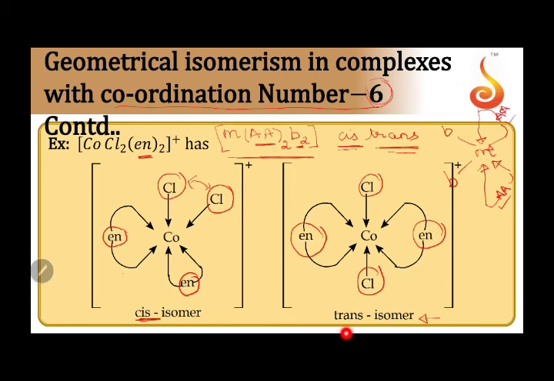So for an octahedral geometry, we can write geometrical isomers, that is for coordination number 6 of the type MA2B2 (with bidentate AA). Example is as such, and we should know how to draw these structures. Cis meaning same ligands are adjacent to each other. Trans meaning same ligands are opposite to each other.